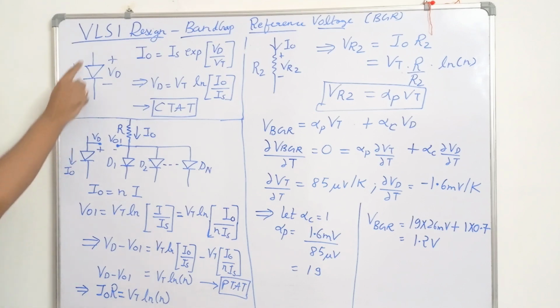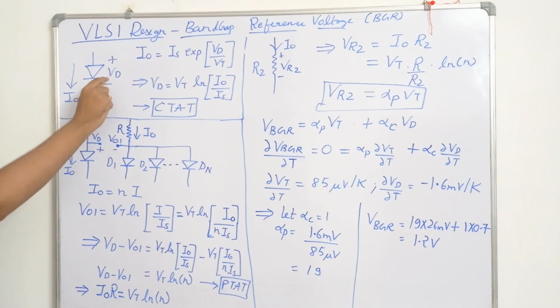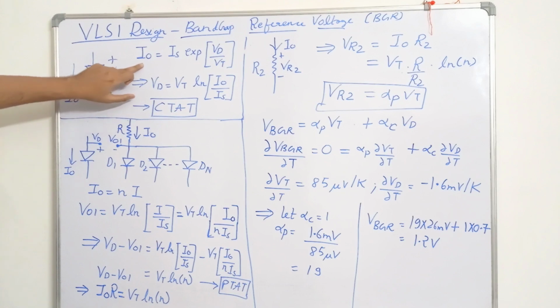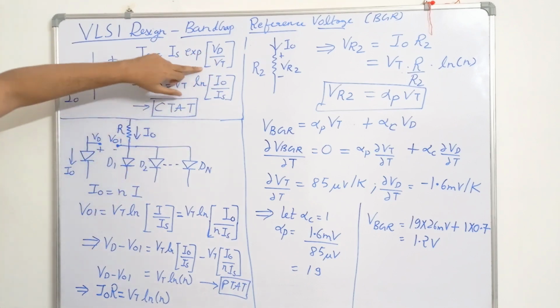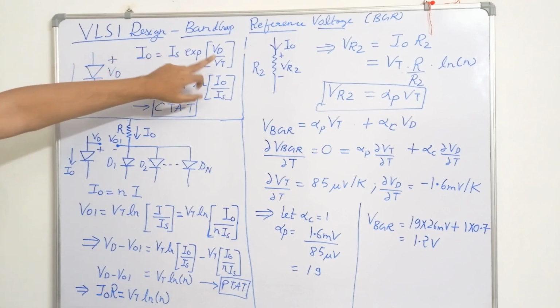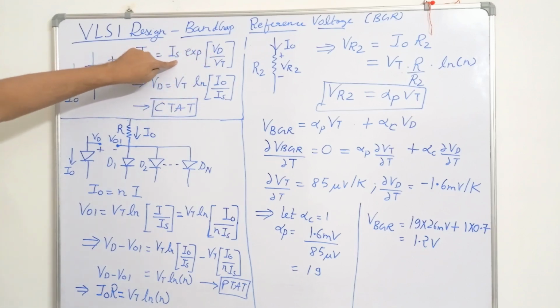For example, consider this diode. The current through this diode is I naught and the voltage across this diode is Vd. We know that the equation for diode current is I naught equal to Is exponential of Vd upon Vt, where Vt is the thermal equivalent for voltage and Is is the reverse saturation current.